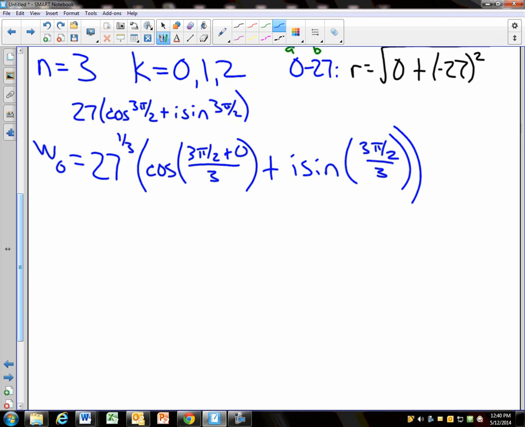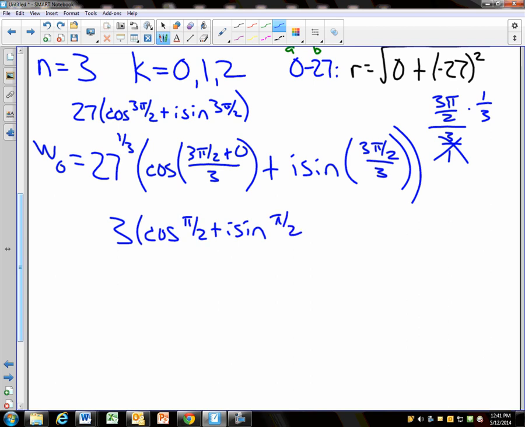Okay, what's 3 pi over 2 divided by 3? So remember, when you do this, because you're going to do this a lot now, 3 pi over 2 divided by 3 over 1, you multiply by the reciprocal, so you multiply by 1 over 3, and you'll get just pi over 2, right? And what's 27 to the 1/3? What times what times what is 27? 3. So you've got 3 times the cosine of pi over 2 plus i sine of pi over 2.